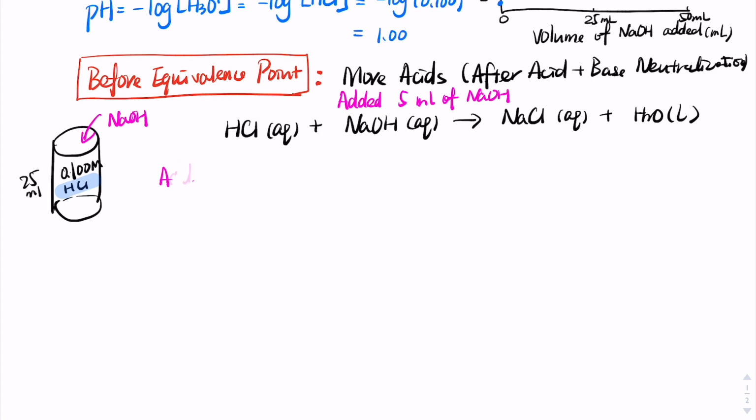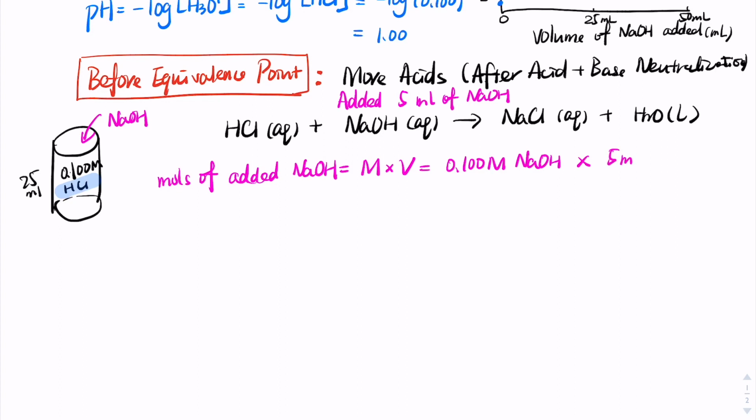The moles of the added NaOH will be molarity times the volume, which gives us moles. The molarity is 0.1 for the sodium hydroxide, times the volume you added, 5 ml. Capital M is moles per liter, so we need to turn the 5 ml into liters. 1,000 milliliters equals 1 liter, so you need to divide it by 1,000.